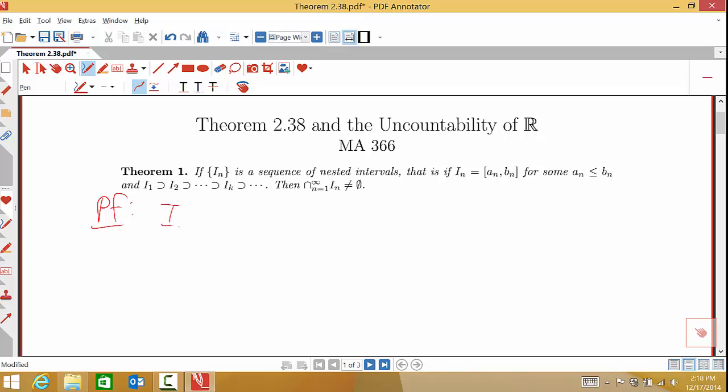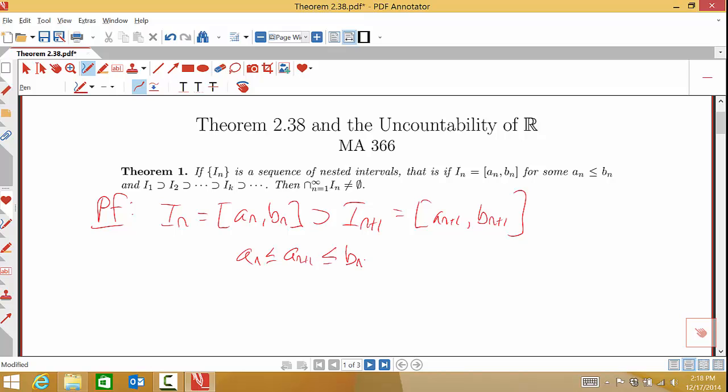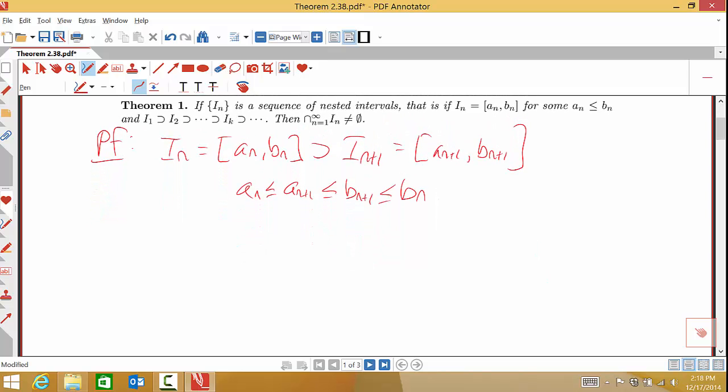So what I have here is, from this nesting assumption, I sub n, which is a sub n to b sub n, contains the next one, I sub n plus 1, which is a sub n plus 1 to b sub n plus 1. I can now start stringing these things together, and I can see that, in particular, a sub n has to be less than or equal to a sub n plus 1, which is less than or equal to b sub n plus 1, and because I sub n contains I sub n plus 1, this has to be less than or equal to b sub n. Okay, so this is not, strictly speaking, yet part of the proof, but this is a useful fact to have.